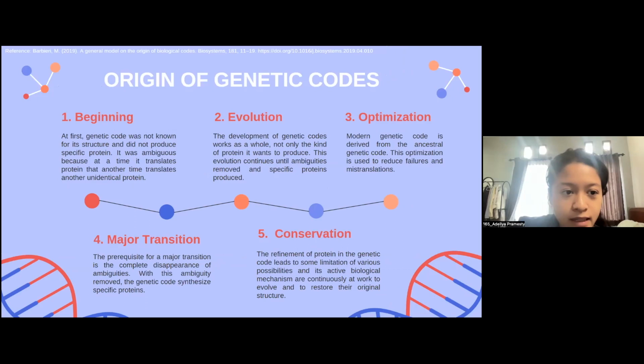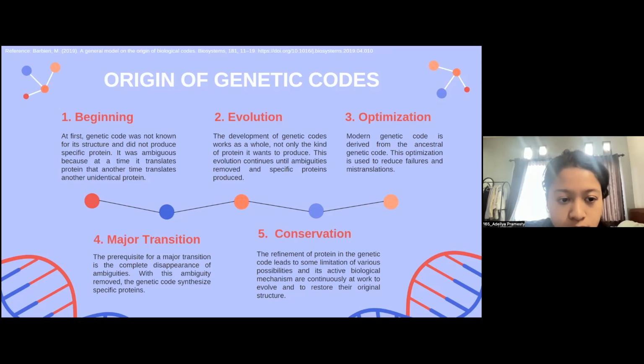Hello, my name is Adellya. My number is 22025111165, and I am going to explain the origin of genetic codes. One of the hardest problems in research on the origin of life is to find the origin of genetic codes. The development of genetic code is related to the characteristics of genetic codes. In general, there are 5 phases of genetic development.